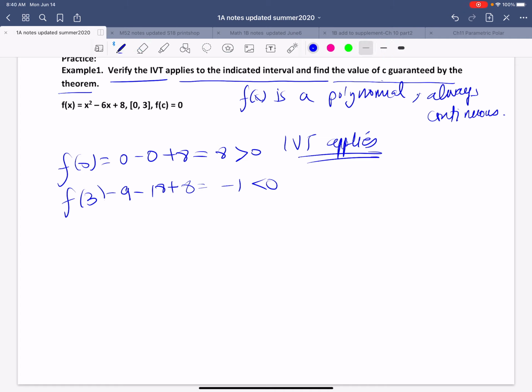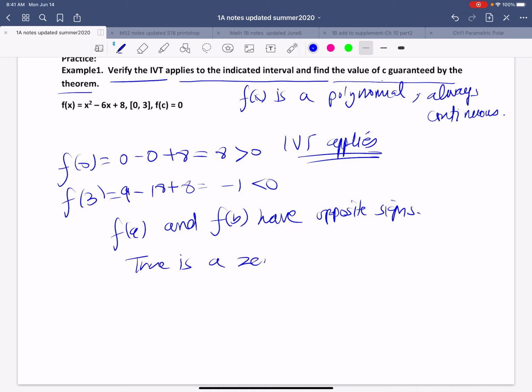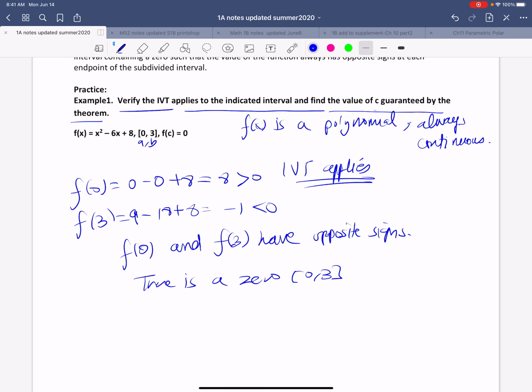So f(x) changes signs. I'm going to call these point A and B, so f(a) and f(b) have opposite signs. There is a zero in the interval 0 to 3. There is an x-intercept in that interval because f(0) and f(3) have opposite signs. We can say f(0) and f(3) here, or we can label the 0 and 3 as A and B.